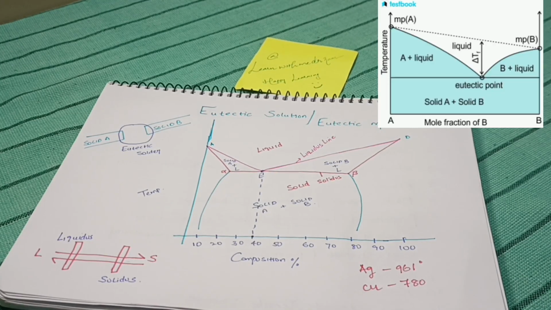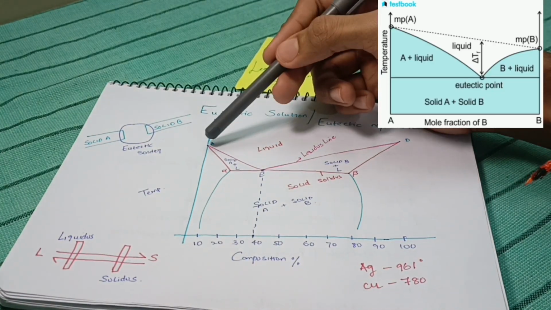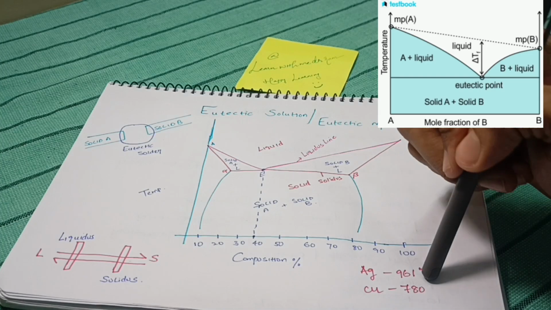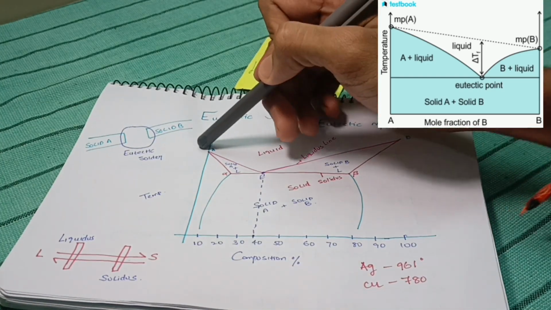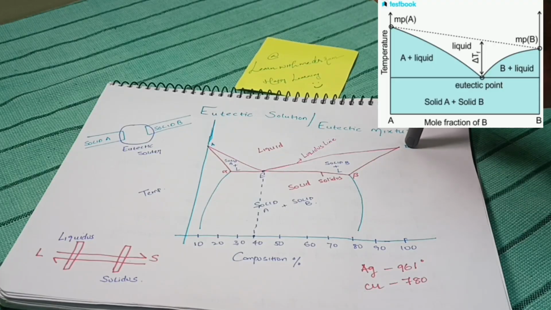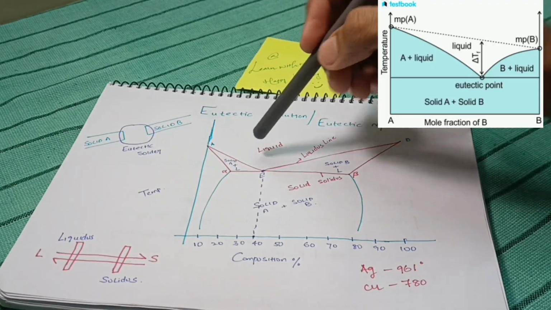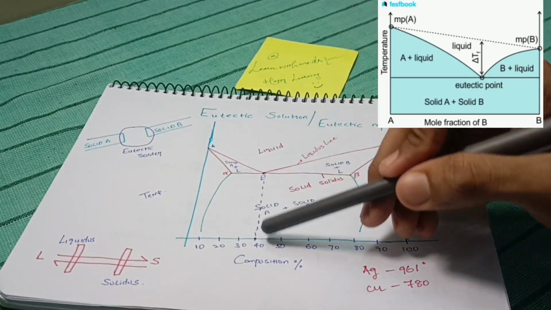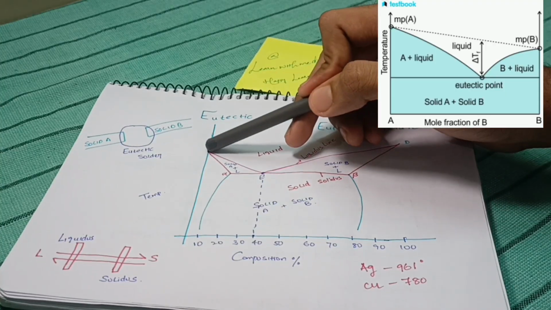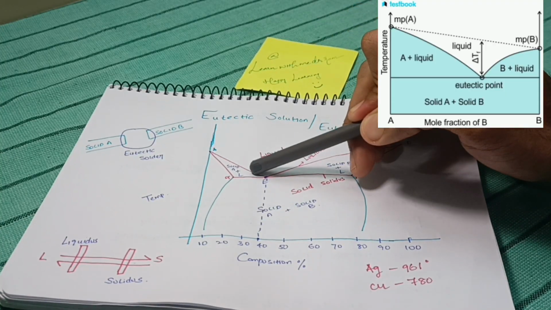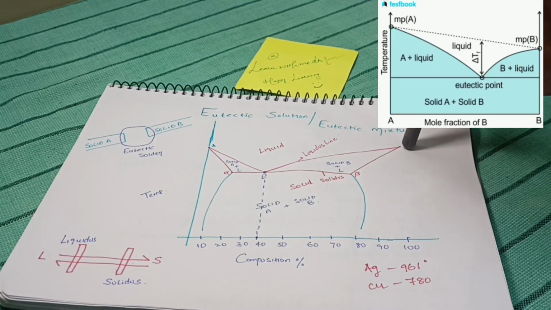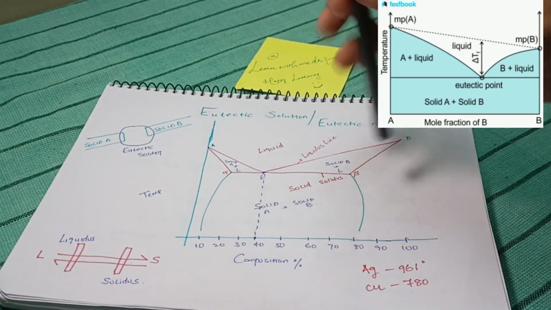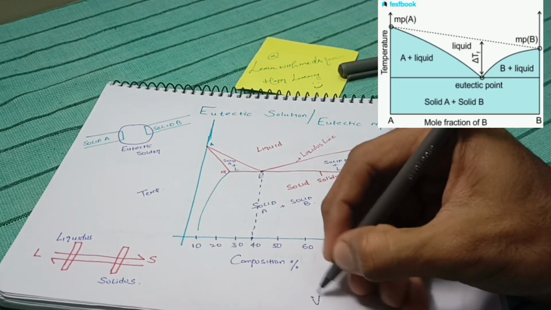So I don't need a temperature of 780 degrees for A to melt, and I don't need a temperature of 961 to melt B. So E is a point where from A I can get 40%, and from B I can use 60%, that is I can use that in a 40-60 ratio.